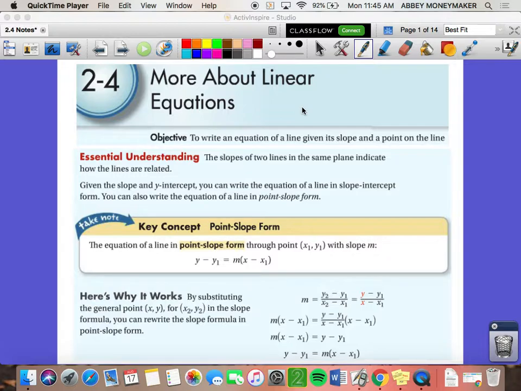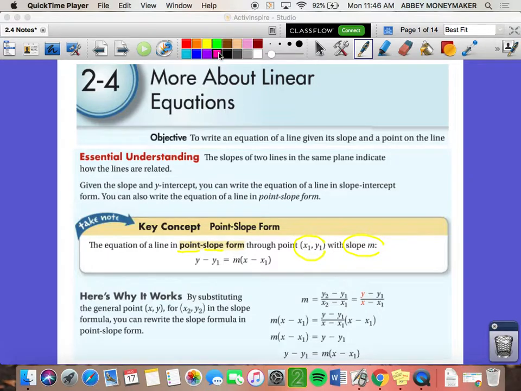So we're going to start off by looking at point slope form. It says here the essential understanding: the slopes of two lines in the same plane indicate how the lines are related. So given the slope and the y-intercept, you can write the equation of a line in slope-intercept form, and you can also write it in point slope form. As I talked about in the last video, the name says it all. What the name says is what you have to have. Point slope form means you have to have a point and you have to have the slope.